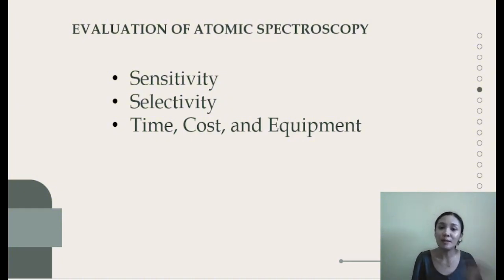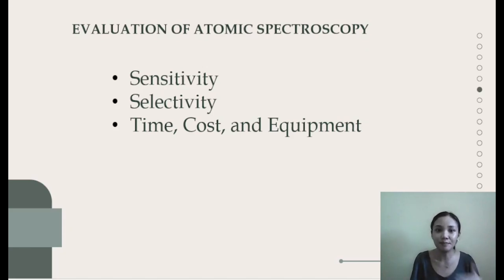We can optimize this by adjusting the temperature of the flame or increasing the temperature of the flame. Next, the sensitivity of electrothermal spectroscopy is influenced by the drying or the ashing stage which precedes the atomization. You can optimize this by adjusting the temperature as well, just like the flame atomization, and also the time at which each stage occurs.